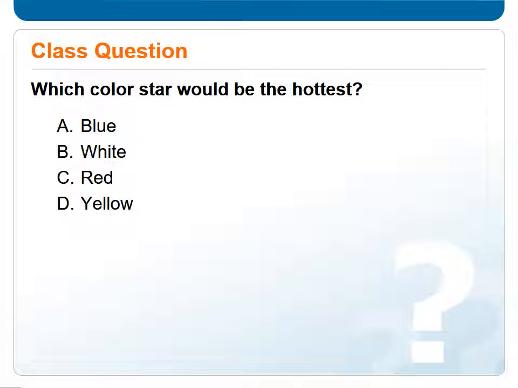Which color star would be the hottest? Blue, white, red, yellow. Pause the video and decide. The correct answer is blue. The blue star is the hottest.